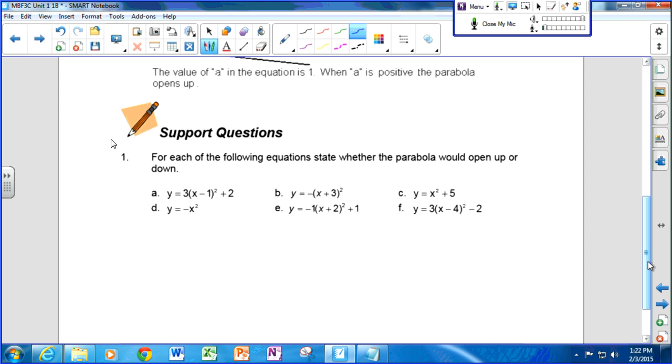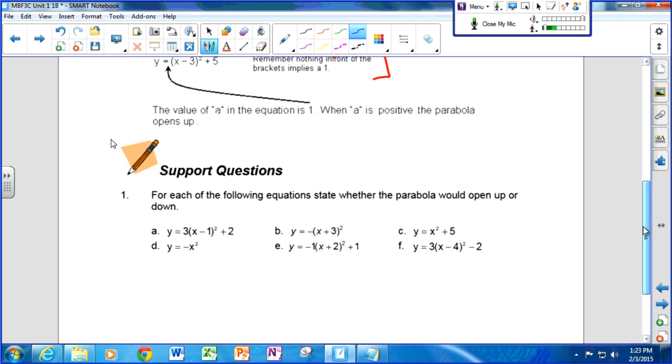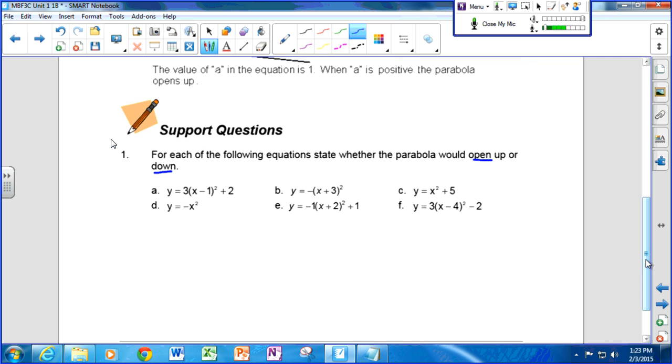Well, let's take a look at this right now. So this is on page 7 of Unit 1. And it says, for each of the following equations, state whether the parabola would open up or open down. So really, if you're going to answer this, we don't need a lot of computation there. Basically, what I would suggest you do to answer this would be state the value of A.